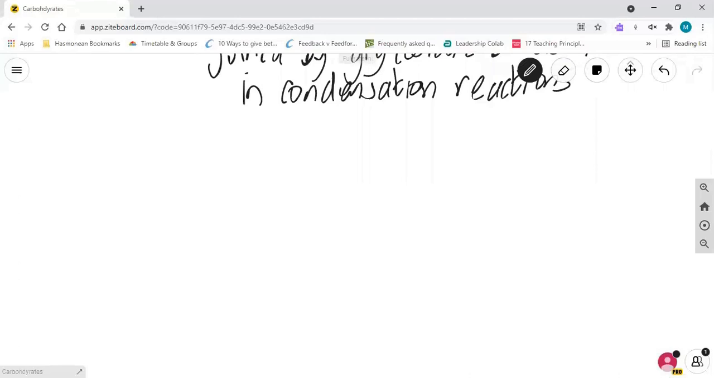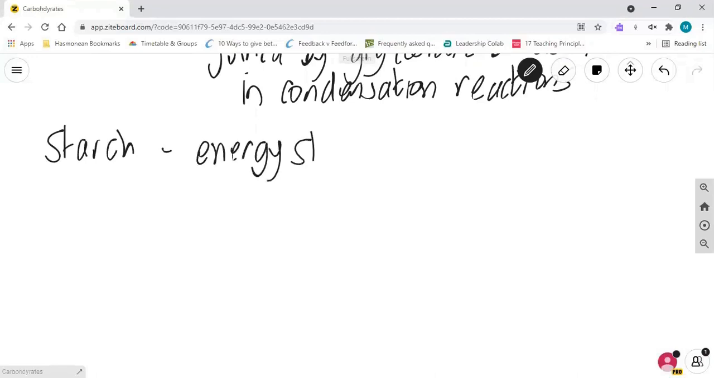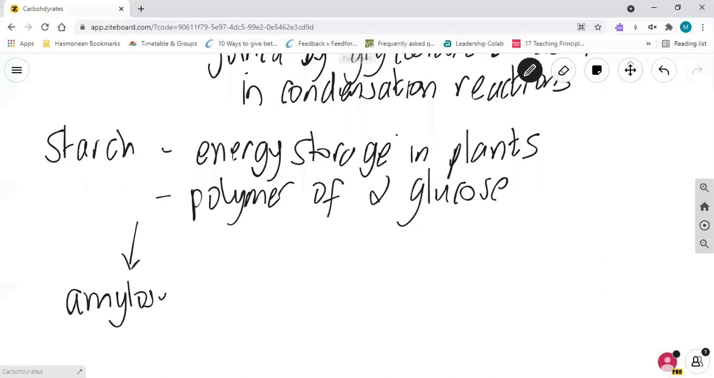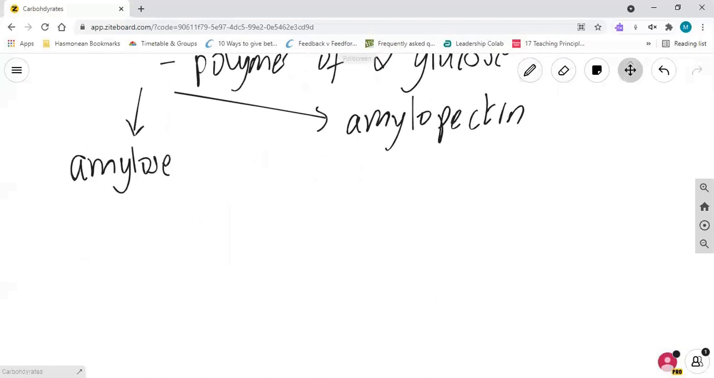So let's start with starch. Starch is an energy storage compound found in plants. It's a polymer of alpha glucose. But it's made up of two types. It consists of amylose and amylopectin. And they do have a slightly different structure.